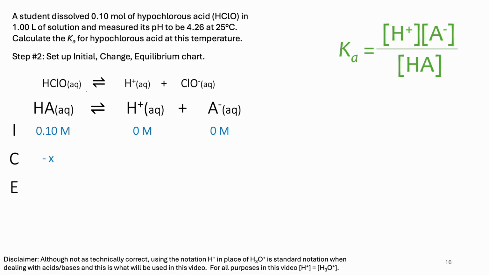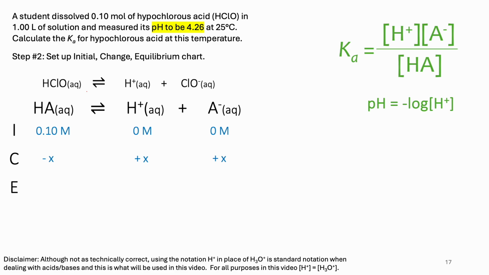Now, based on the stoichiometry of this reaction, where we have 1 to 1 to 1 stoichiometric coefficients, if HA, our weak acid, decreases by some amount X, then the concentrations of H plus and A minus are both going to increase by that same amount. So I'm going to put the change for H plus and A minus as being equal to plus X. And again, this goes back to the stoichiometry of the reaction. For every molecule of your weak acid that ionizes in solution, you'll get one H plus and one A minus. The other piece of information that we have in this problem is that the pH of this solution at equilibrium is 4.26.